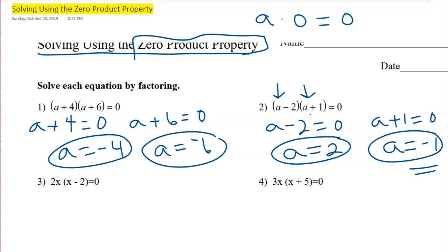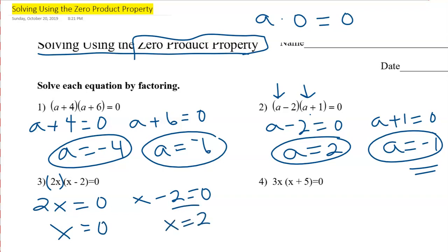You'll notice on number 3 and number 4 that instead of having a binomial times a binomial, they have a monomial, 2x, times a binomial, x minus 2. But it might be helpful to you to put parentheses around that 2x so you can see that it's a separate part. So for this one, we have 2x equals 0, and x minus 2 equals 0. So on the first one, we're going to divide both sides by 2. Well, 0 divided by 2 is still 0. So x equals 0. And on the second one, we add 2 to both sides, so x equals 2.